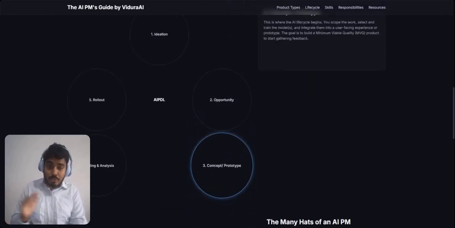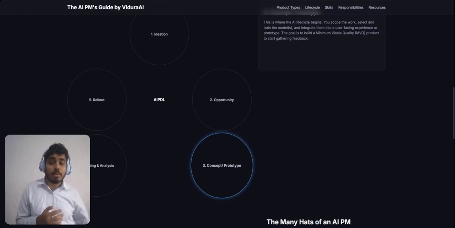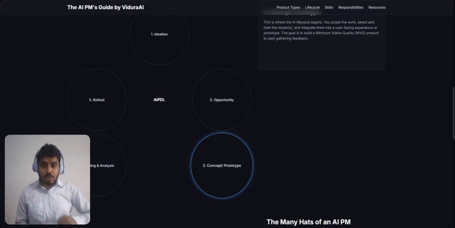When we are referring to concept and prototype, this is where the AI lifecycle truly begins. You scope the work, select the models, train the models, and integrate them into the user experience or prototype. Our goal is to build a minimum viable quality product. Notice what I said: quality, not just viable. It's about gathering meaningful feedback and trying to enhance the quality.